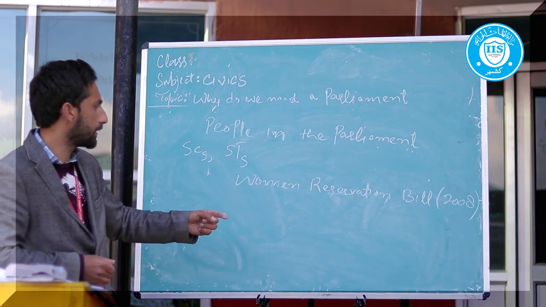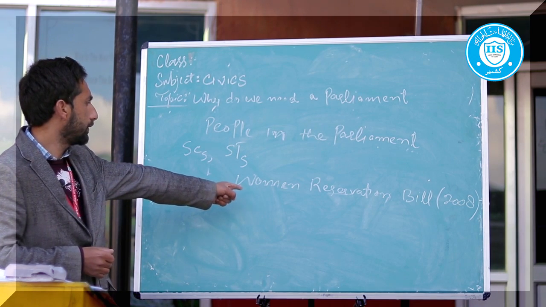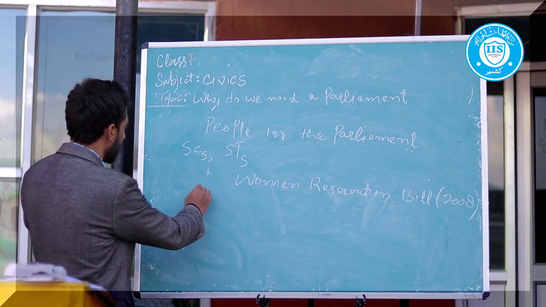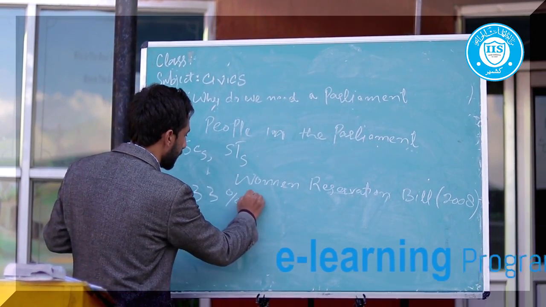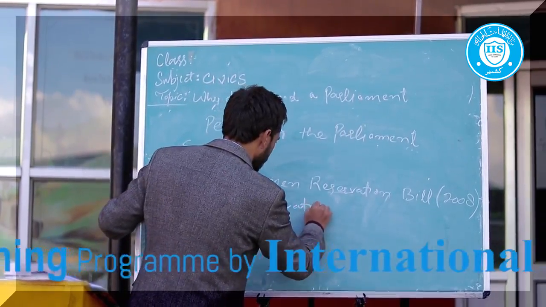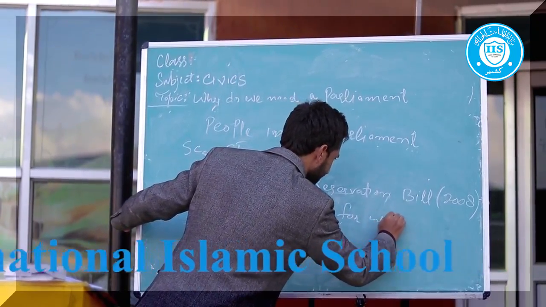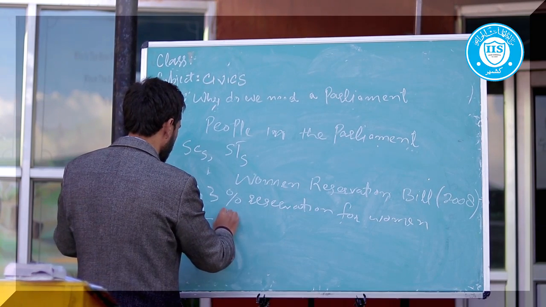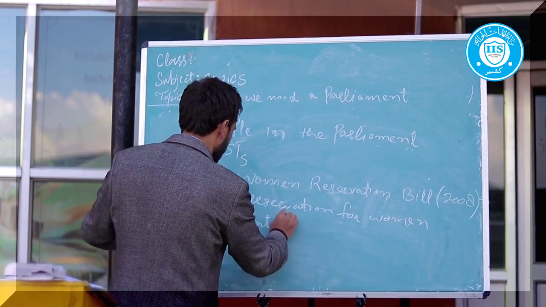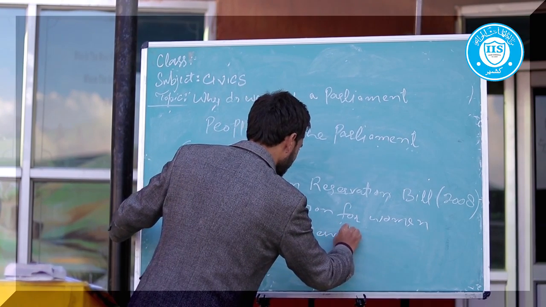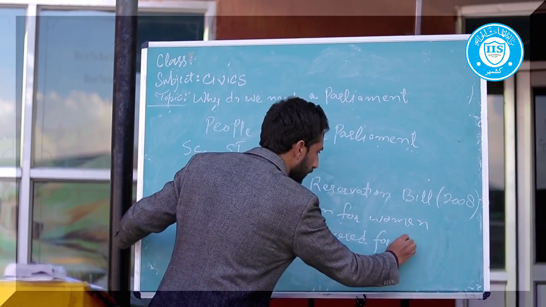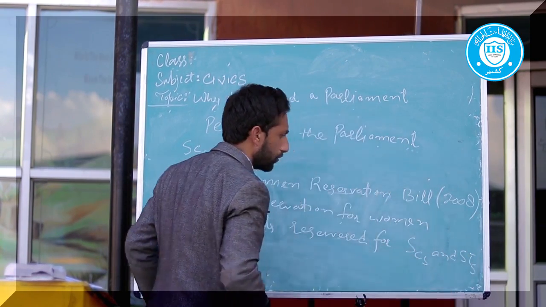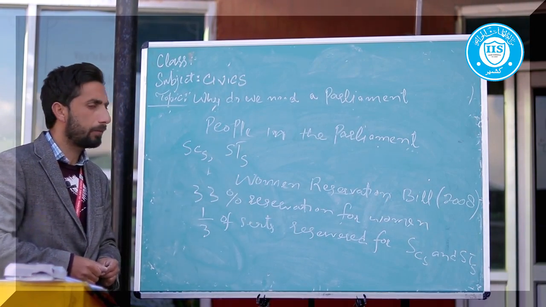This was all about the people in the parliament, in which we discussed scheduled castes, scheduled tribes, and some reservation for women. And one more important thing: the Women Reservation Bill proposes, first of all, 33% reservation for women, and also one third of seats reserved for scheduled castes and scheduled tribes. So this was about who are the people in the parliament.